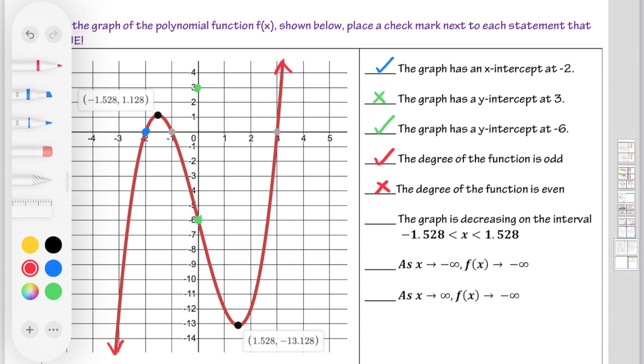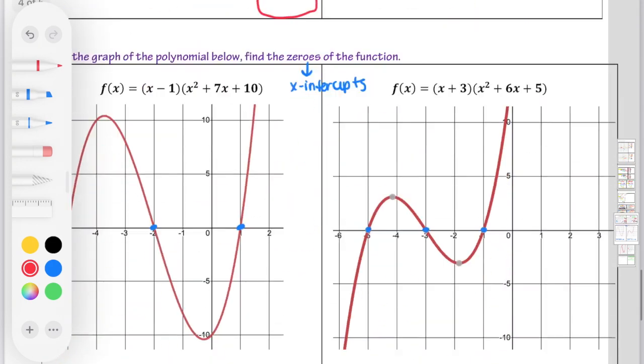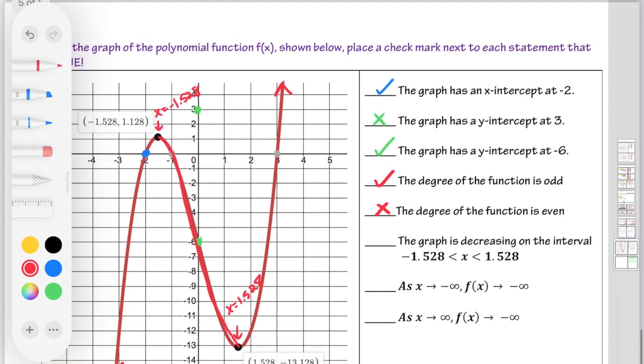The graph is decreasing on the interval -1.528 to +1.528 on the x-axis. Well, it looks like this point is at -1.528, and this point is at +1.528, and it's saying that it's decreasing on the interval, and we always go from left to right to figure out decreasing, and so yes, it is decreasing on that interval.